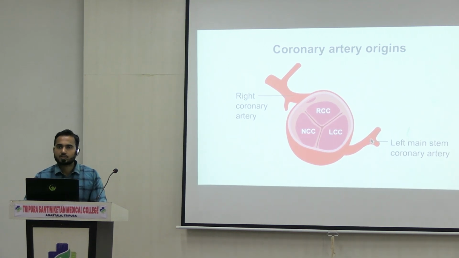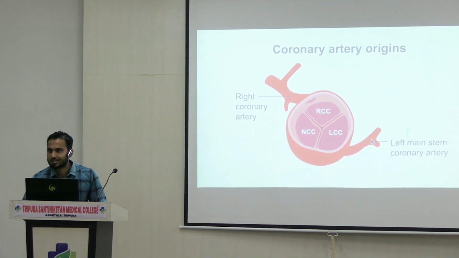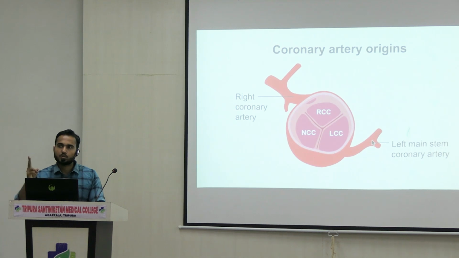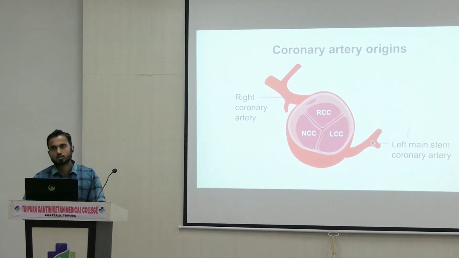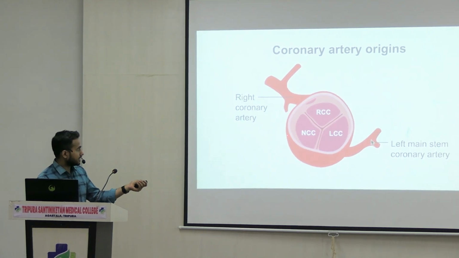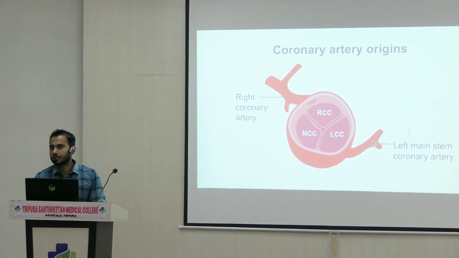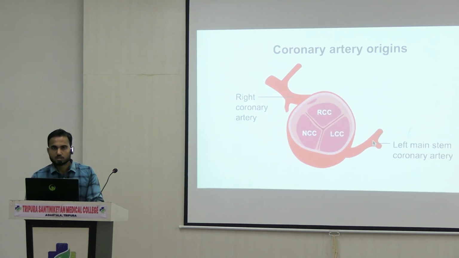Just beyond the valves in the ascending aorta, three dilatations are there. Those are called aortic sinuses. Among them, two are coronary sinuses and one is a non-coronary sinus. Here you can see one dilatation here and here. From these three dilatations, two are coronary sinuses from which the right and left coronary arteries arise, and the other one is the non-coronary sinus. No artery arises from that. So that is the origin of the coronary arteries, right and left.